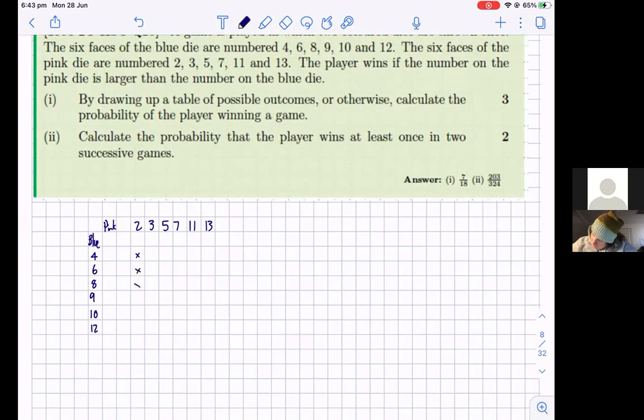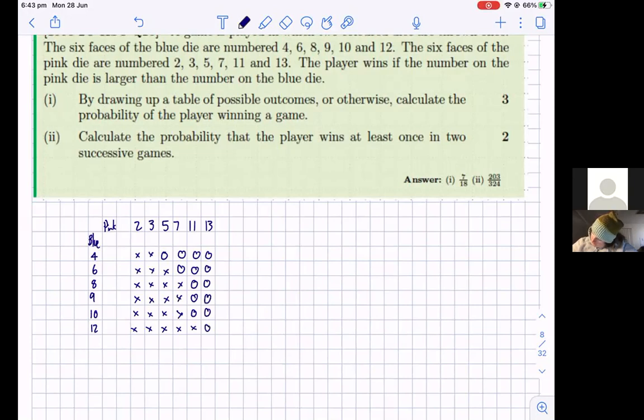Pink is 2, they've lost. Pink is 3, they've lost. Pink is 5, they've won if that's 4, but they've lost the rest. Pink is 7, we've won that one and that one, but lost the rest. 11, we've won that one, that one, that one, that one, and that one, lost the rest. 13.